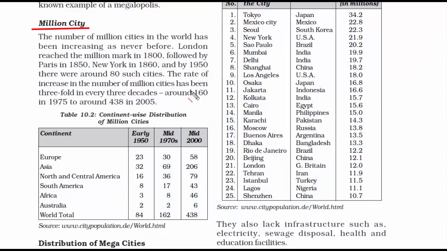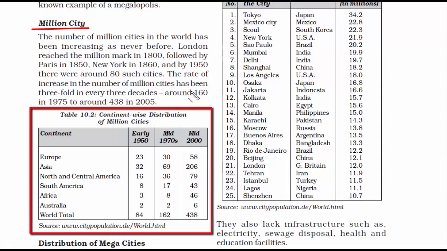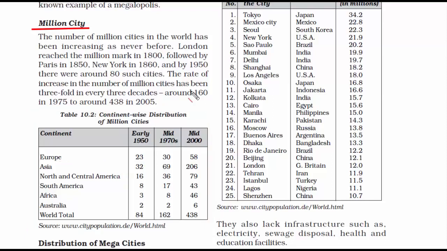The number of million cities in the world has been increasing. Here's the table that shows the continent-wise distribution of million cities. If you look at this table, the number of cities is doubling constantly every 20 to 30 years in North and Central America. In Asia, it is skyrocketing. This is evident when we have two of the largest population countries residing in Asia. So these were the 5 types of urban settlements that presently exist.